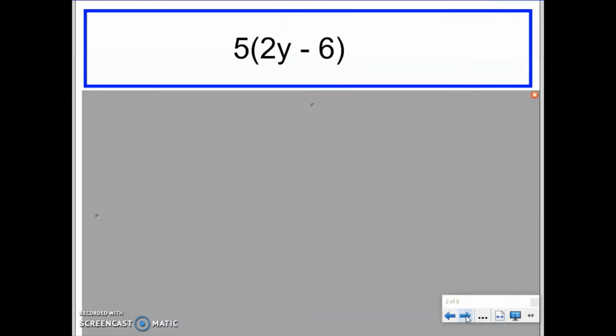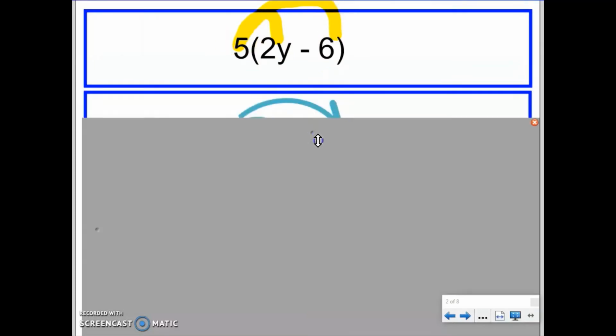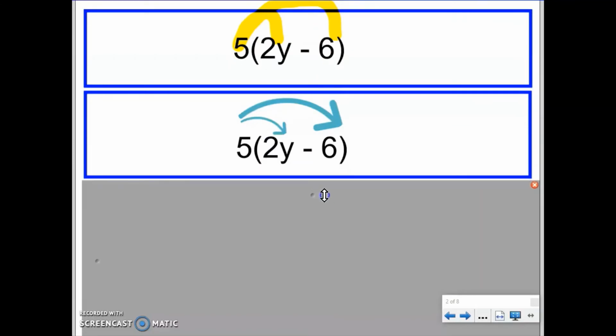Here's another example here. If you've got the idea from the first example, you can go ahead and have a go at this question before me. So the two multiplications I'm going to do are 5 multiplied by 2y, and I'm also going to do 5 multiplied by 6. So again, if I put on my blue arrows, you can see that it looks like this.